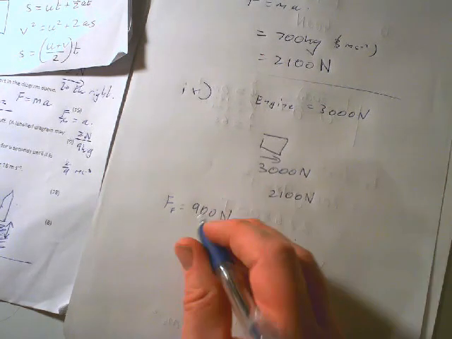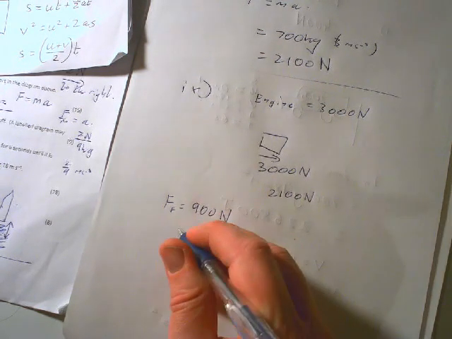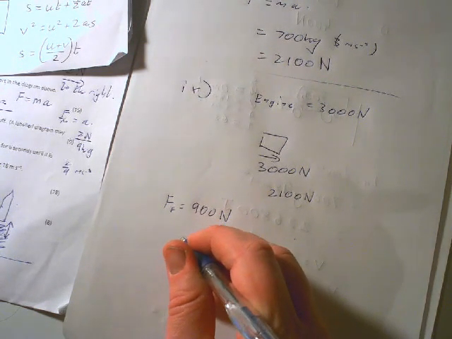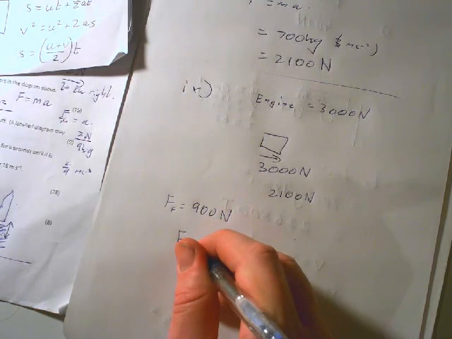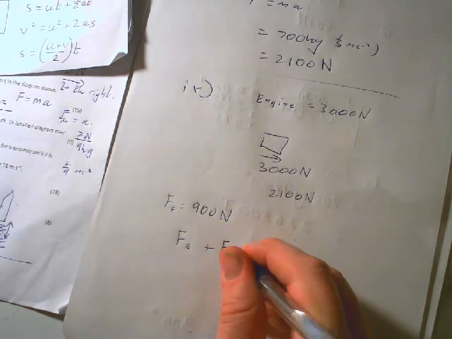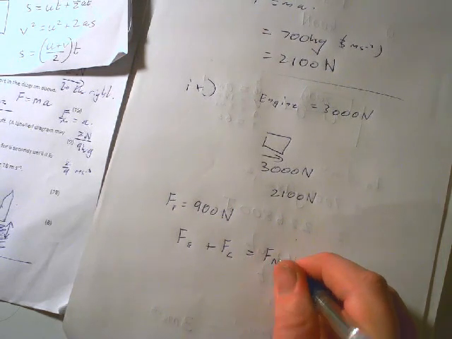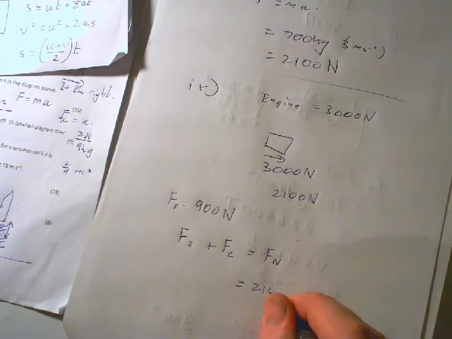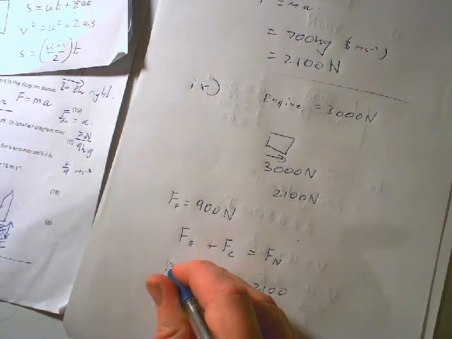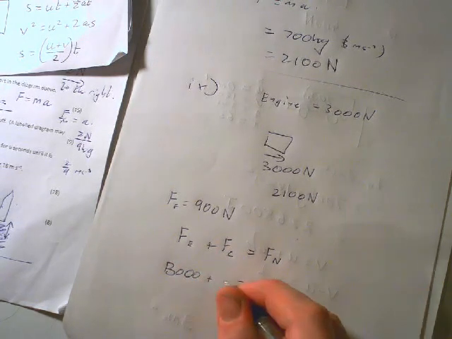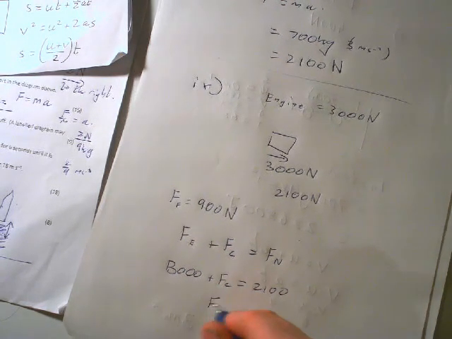And final part, state one method of, I'm going to be a little bit slapdash here, I should really spell it out. So let's go with the total sum of forces there is the force from the engine plus the force from the friction is equal to the net force. So we know that the net force was 2100, the force from the engine was 3000.